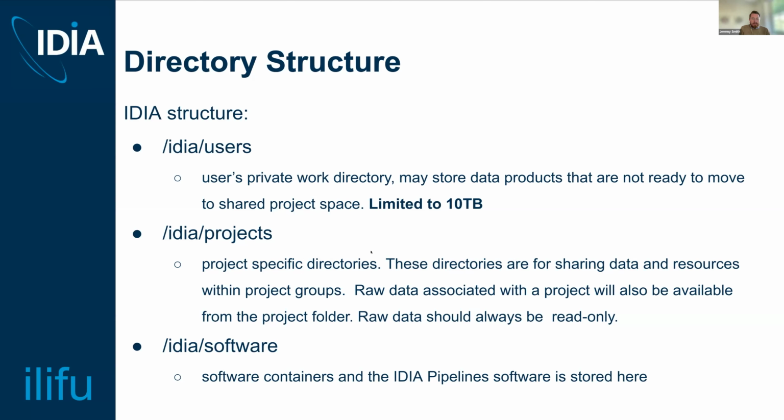The project folder is generally for sharing data and project resources within a project group. So key project activities and output should be stored here. And for astronomy projects, raw data associated with the project is also accessible from the project directory. Raw data for astronomy is generally read-only to prevent modification or deletion. And then there's also the software folder, which is the location of software containers and other IDEA-related software, such as the IDEA pipeline process meerkat.